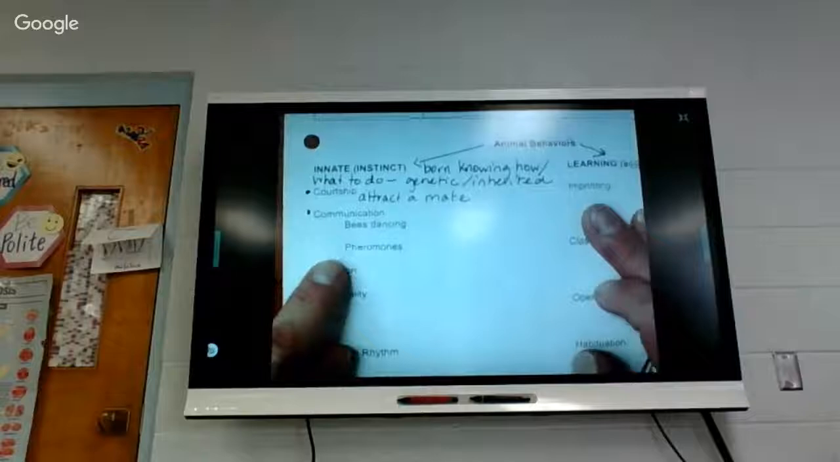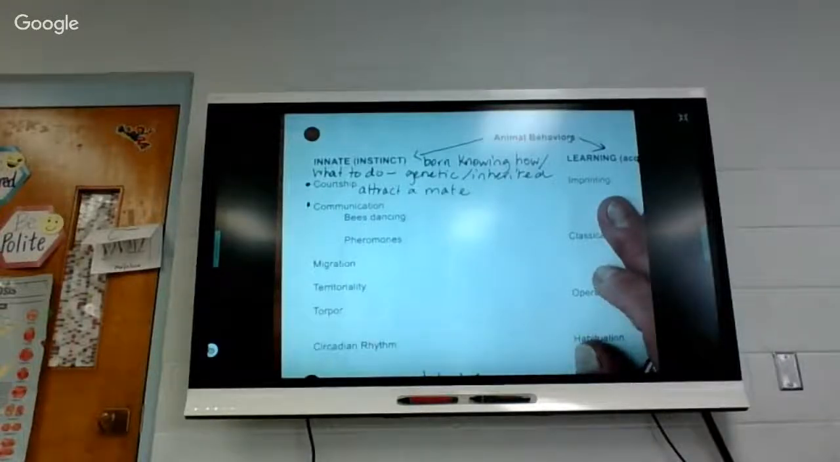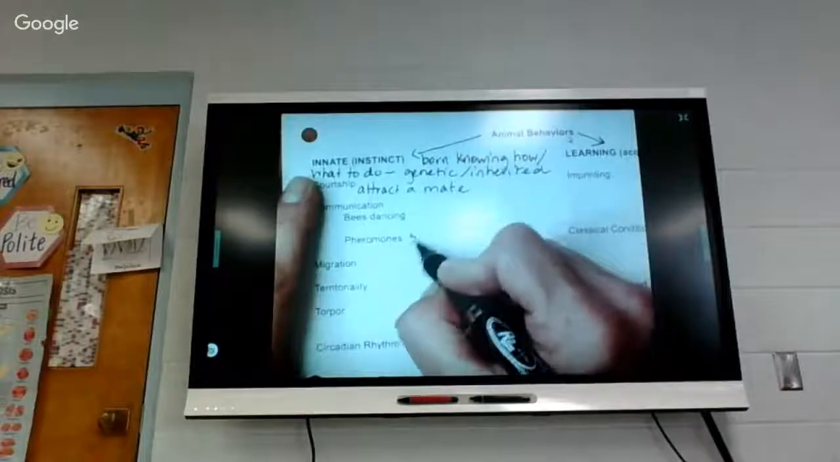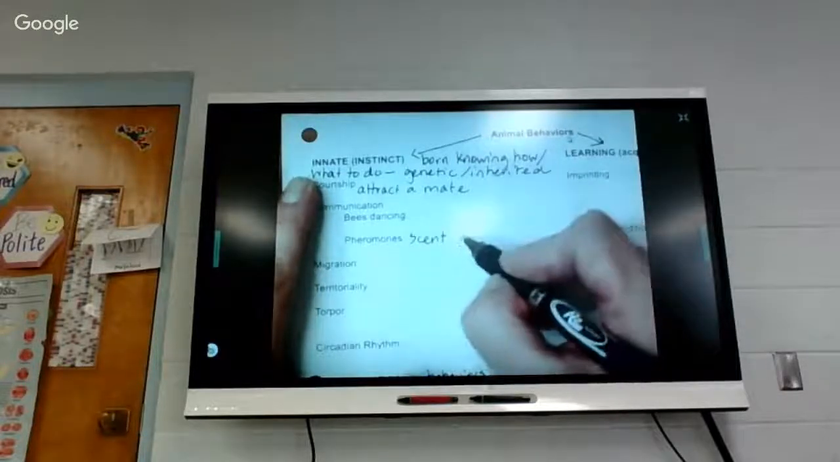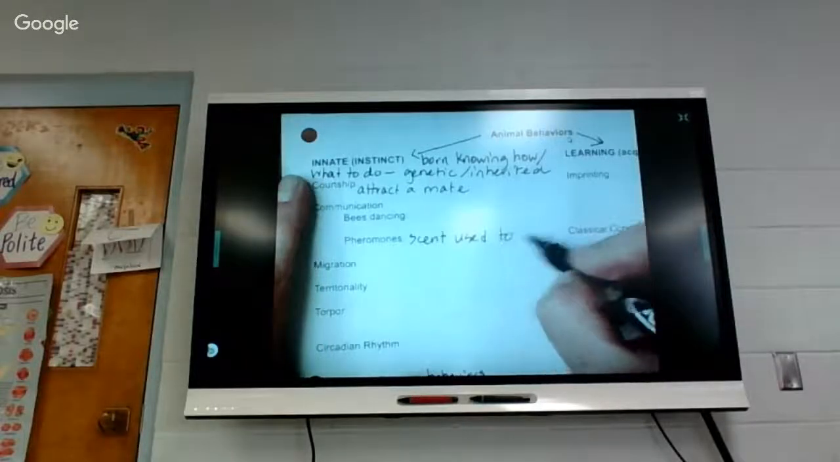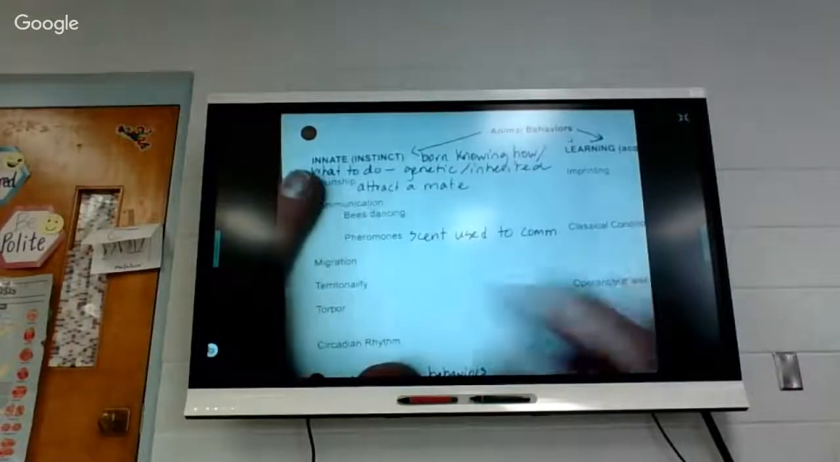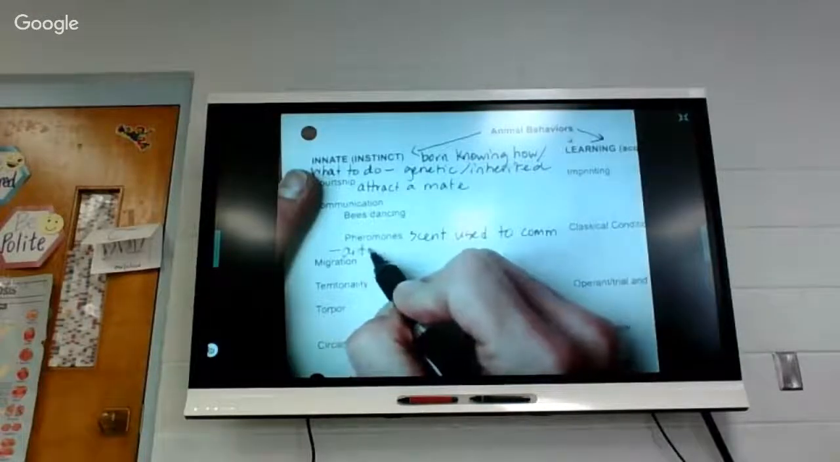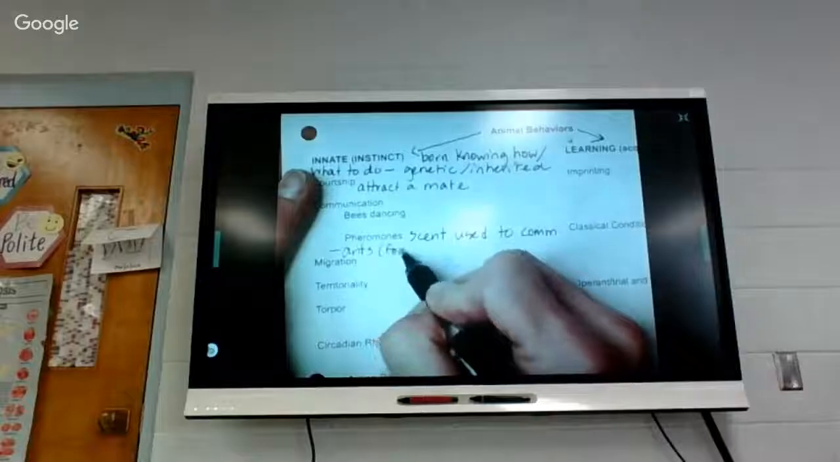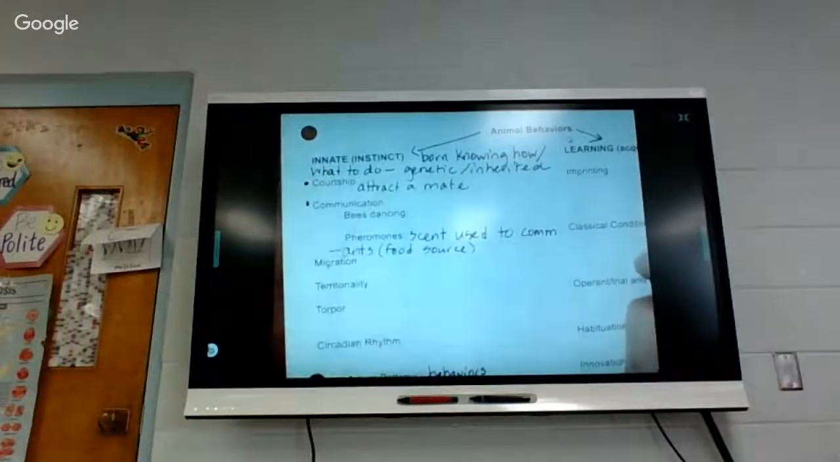And then we talked about pheromones a little bit. What's a pheromone? The animal releases a pheromone. Like a certain smell. Yeah. So this is some type of scent used to communicate. So it might be for ants. For ants, it's used to tell where food is. That's why ants march perfectly in a line.